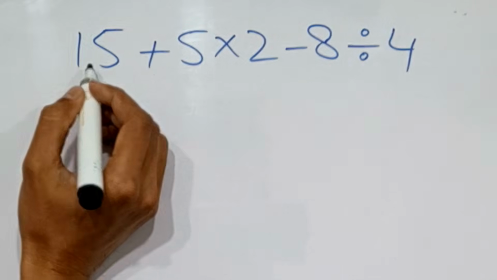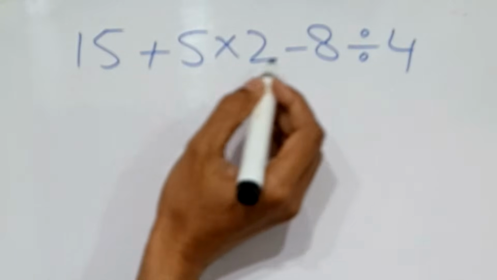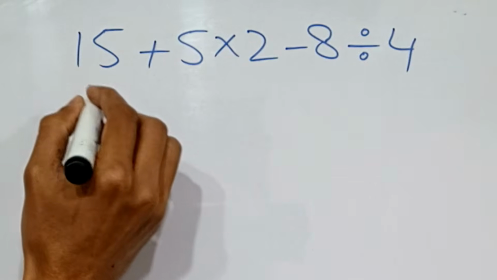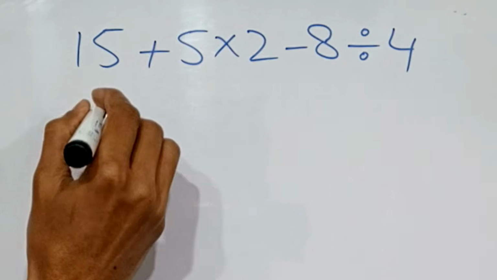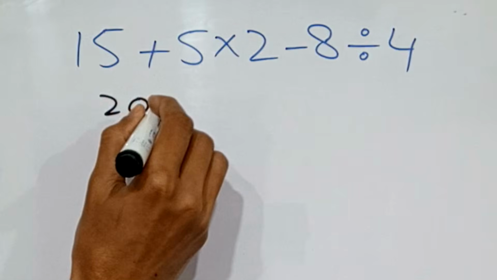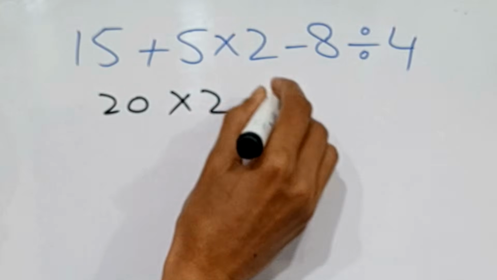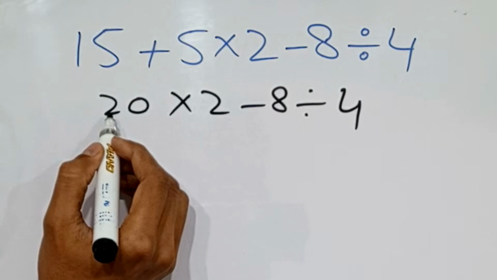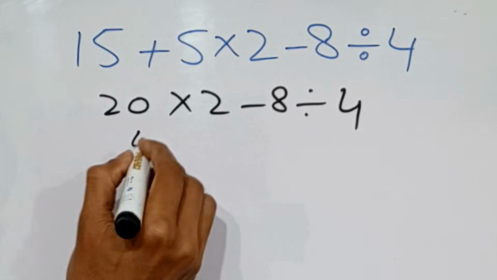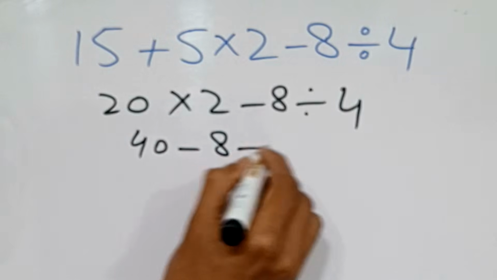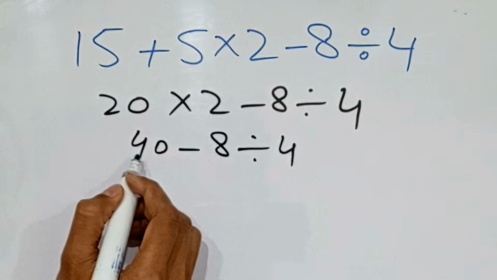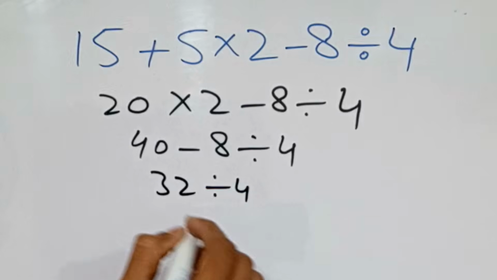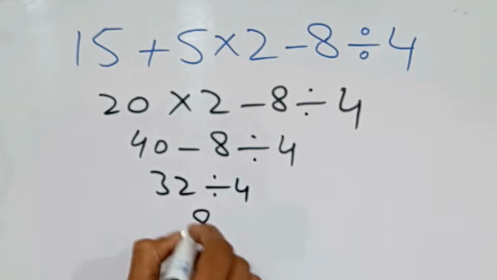Hey guys, can you solve 15 plus 5 times 2 minus 8 divided by 4? Okay, 15 plus 5 equals 20, times 2 minus 8 divided by 4. Right, now 20 times 2 equals 40, minus 8 divided by 4. Now 40 minus 8 equals 32, divided by 4, and 32 divided by 4 equals 8.